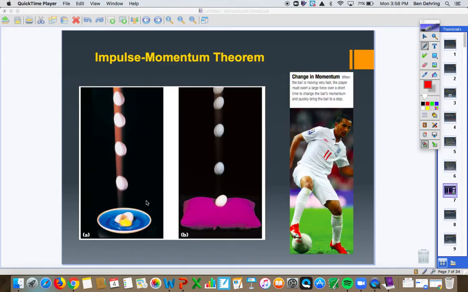Other places you see this: you drop an egg, you do an egg toss. If you catch an egg with rock hard hands or hands like a plate, you're going to shatter your egg pretty quickly. On the flip side, if you catch and you release or pull back, you act kind of like a pillow. That force is reduced because the time is increased, and so the egg will typically stay in one piece. Same thing in soccer. When the ball is moving very fast, the player must exert a large force over a short time to change the ball's momentum and quickly bring the ball to a stop. So we're going to look at some of this.